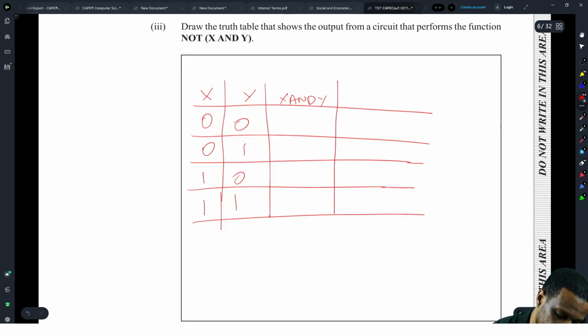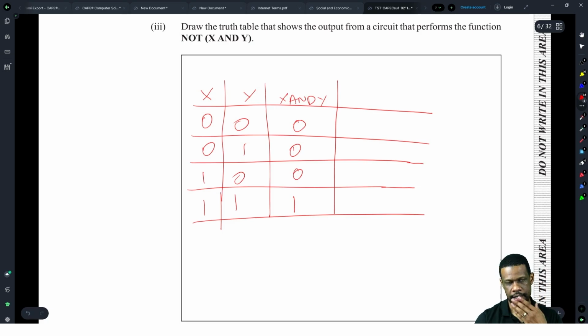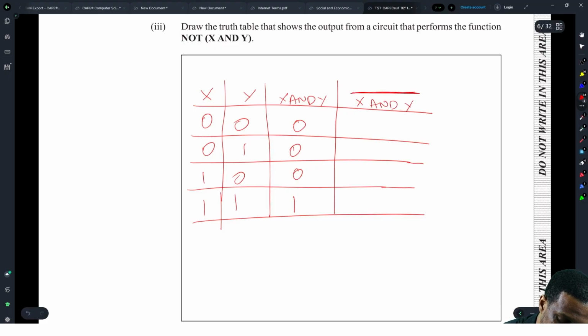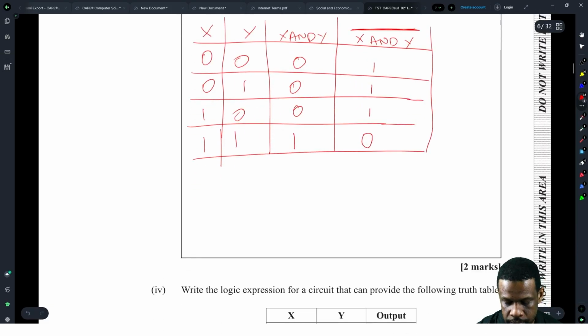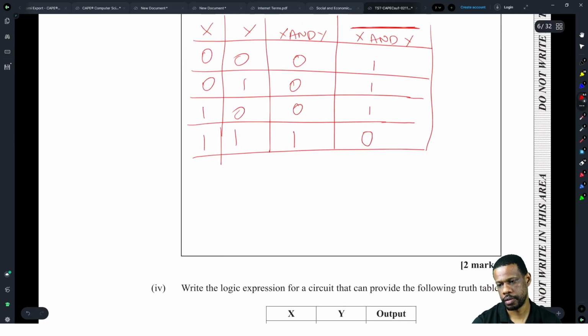We put it through our AND gate, so that means it'll be 0 0 0 1. That's X and Y. And then you want to get NOT (X and Y), and you could symbolize the NOT with a big line over the top of them, which is the opposite of whatever you have there, which will be 1 1 1 0. That's that there. 2 marks for that. Oh, they're real stingy with the marks in this paper, but interesting.